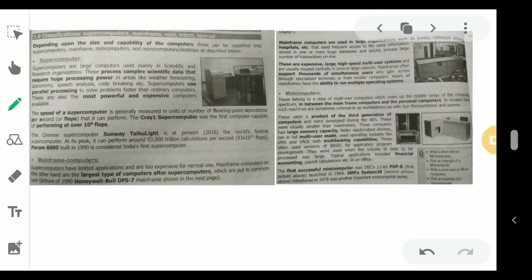First we will learn about the supercomputers. Supercomputers are the larger computers that are usually made in scientific research organizations. They process complex scientific data that requires huge processing power in areas like weather forecasting, astronomy, speech analysis, and code breaking. Supercomputers use parallel processing to solve problems faster than ordinary computers. They are also the most powerful and expensive computers available.